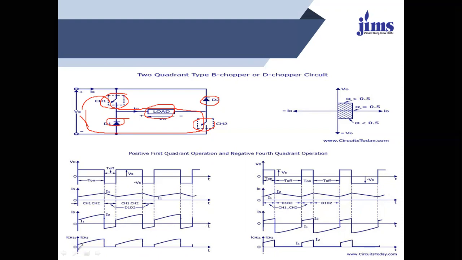So this is the waveform for the current. Then what is the status of the current? Current will increase due to the operation of the inductance, if the load is inductive type.